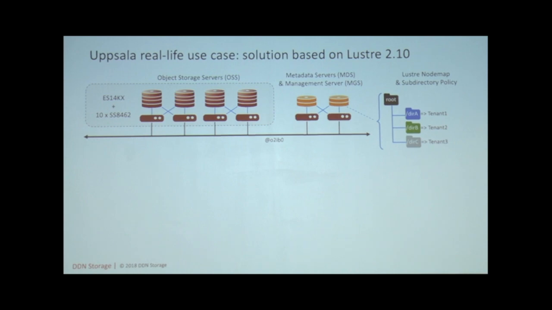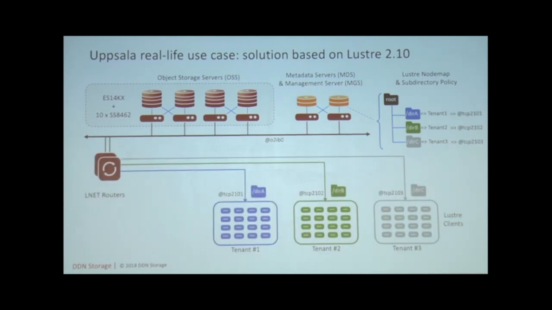Because we have an InfiniBand network on the storage side and they have an Ethernet network on the compute side, we are proposing to use LNet routers. And we are also proposing to assign a whole LNet network to each tenant. So tenant A will be assigned LNet network TCP 2101, tenant B LNet network TCP 2102, and so forth. So it's pretty simple to configure. One LNet network matches one tenant on the nodemap.